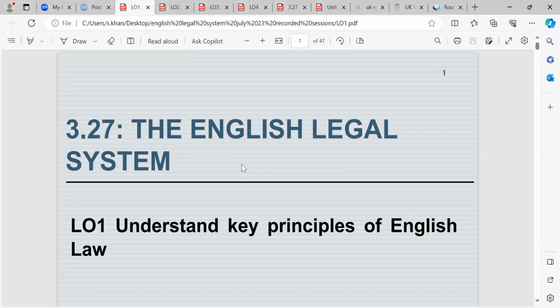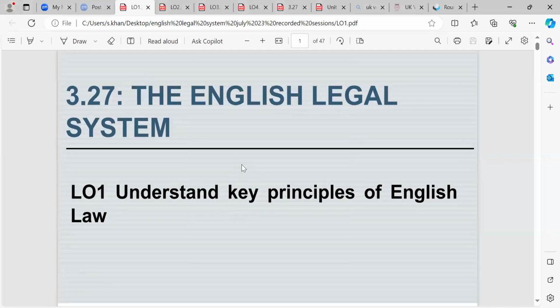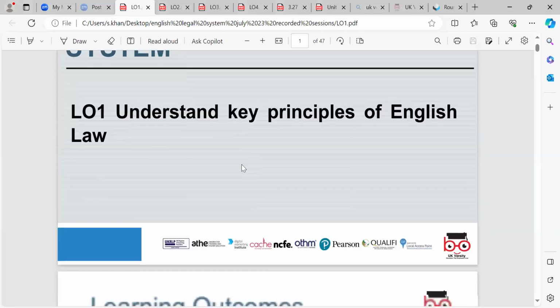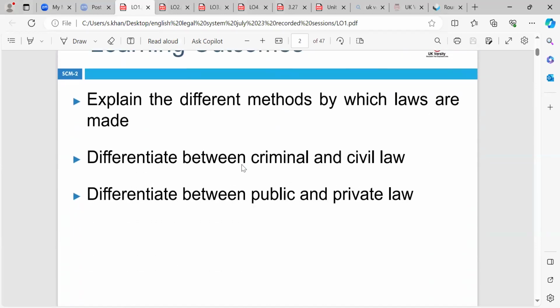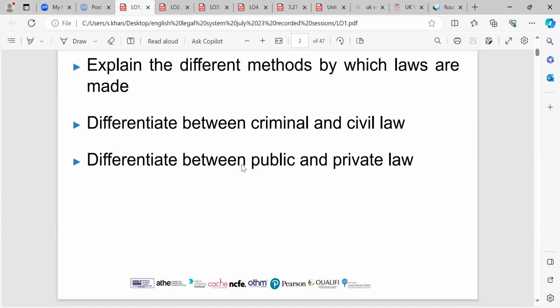And in this learning outcome, we looked at understanding the key principles of English law. So we looked at the different methods by which laws are made. We differentiated between criminal and civil law, and we looked at differentiating between public and private law.